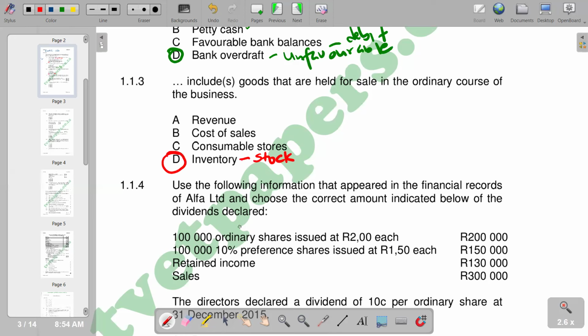Moving on, number 4: I used the following information that appeared in the financial records of Alpha Limited and choose the correct amount indicated below of the dividends declared. So let's take note, we need to calculate the dividends declared. This dividend declared that we are going to calculate will include what was declared for ordinary dividends plus the one that is going to be declared for preference dividends. So we see what we have on that part.